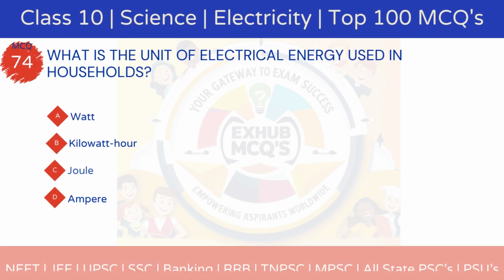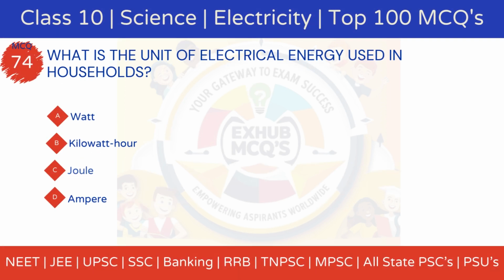MCQ 74. What is the unit of electrical energy used in households? Option A, watt. Option B, kilowatt hour. Option C, joule. Option D, ampere.